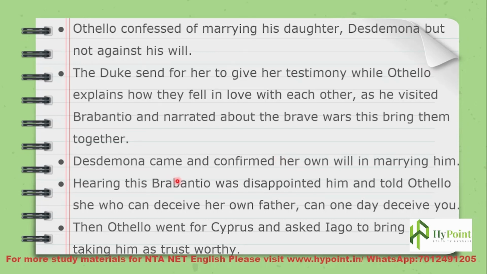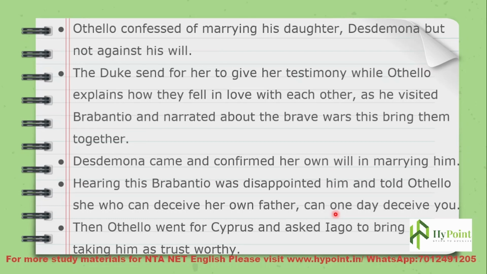And hearing this, Brabantio was disappointed and told Othello, "She who can deceive her own father can one day deceive you." So out of the grudge or the disappointment that Brabantio had in his mind, he said this to Othello. He never wanted any harm for his daughter. But Brabantio said to Othello, "See, I am her father. She can deceive me. Now, if she can deceive me, her own father, one day she can deceive you too, being her husband."